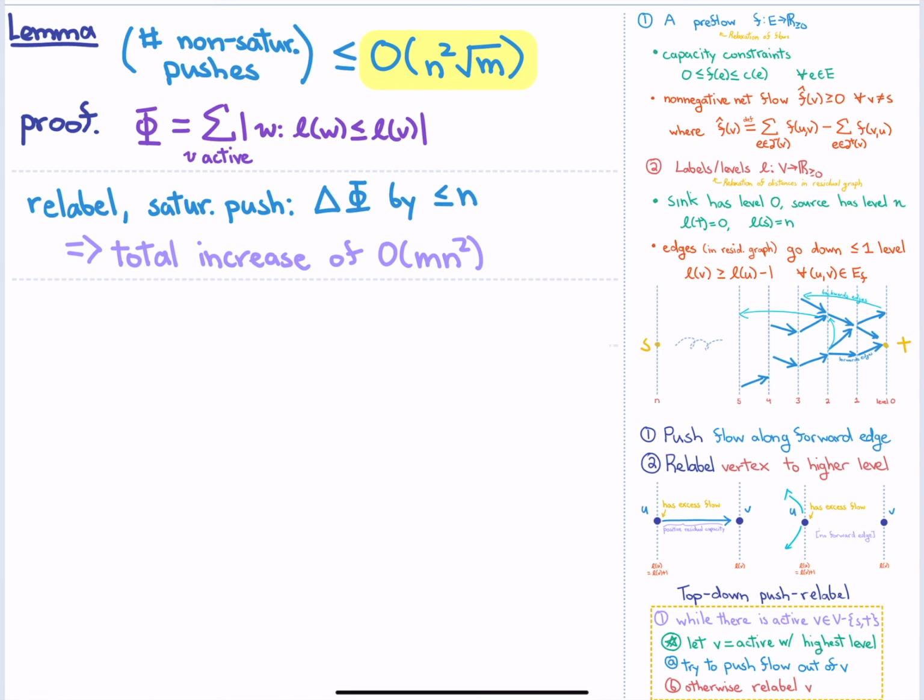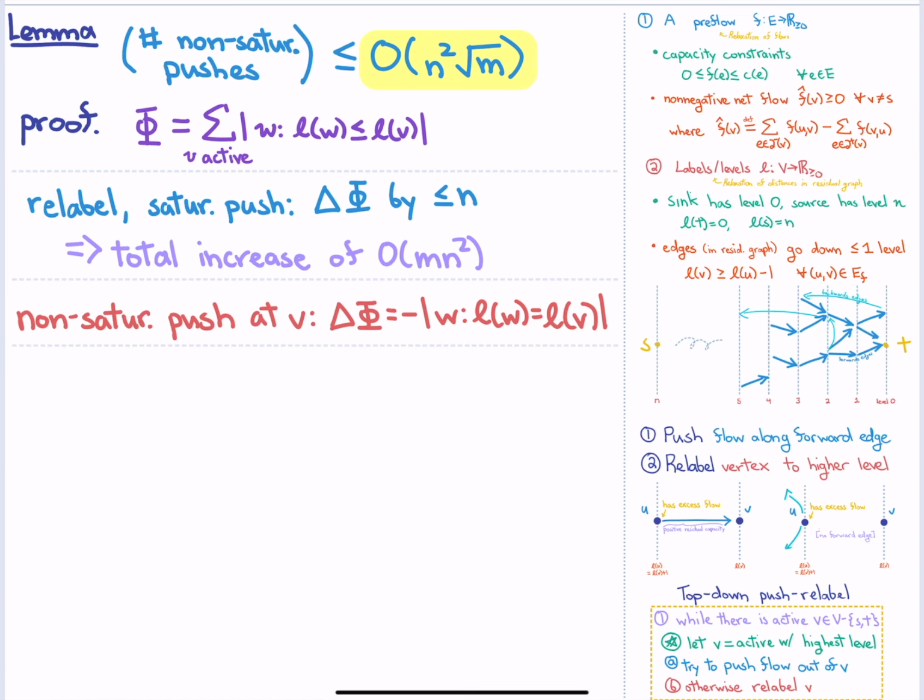Likewise, if I do a saturating push, so I take this vertex and I push some water out to another vertex, this vertex becomes active, and there might be at most n vertices underneath, so the potential might go up by n. So for either of those operations, the potential might go up by at most n. The total increase is mn squared. Now we just need to look at the non-saturating push.